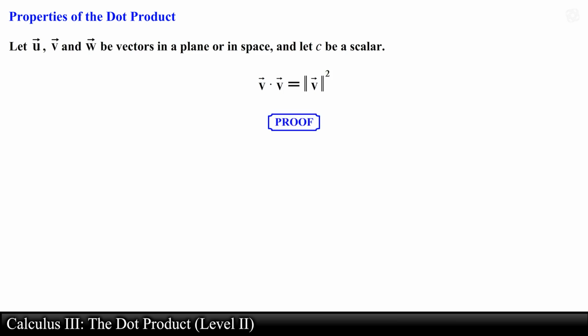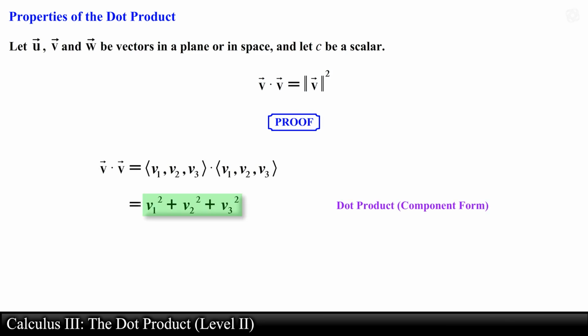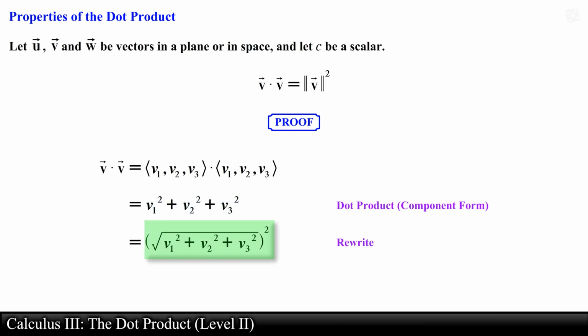As a proof, we simply compute the dot product of a vector with itself. Doing that, we obtain the following expression. Notice that this expression is already contained in the formula for the magnitude of a vector. So this expression is essentially the square root of the x component squared plus the y component squared plus the z component squared, all raised to the power of 2. The expression in the parentheses represents the magnitude of the vector.